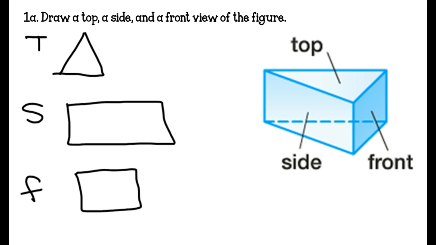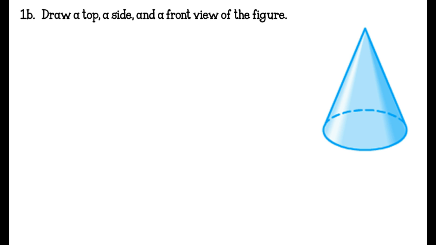It's just making us look at that shape and be able to visualize the different sides and what they would look like so that when we get into chapter 8 and find surface area, it's easier for us to visualize the figures. Okay, 1B, draw a top, a side, and a front view of the figure.